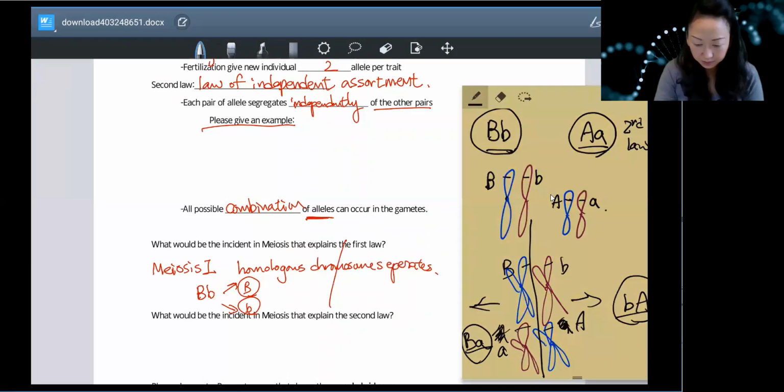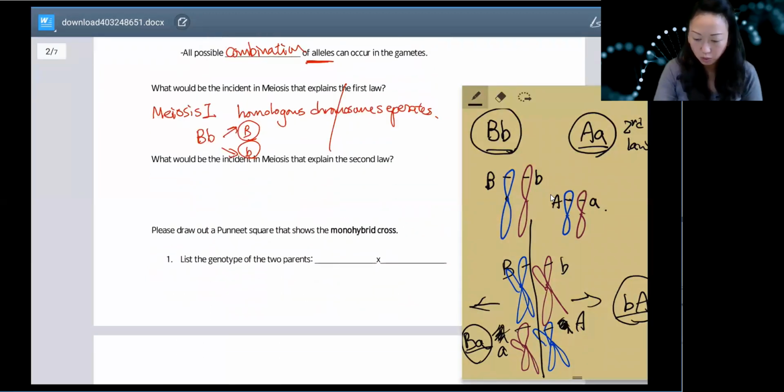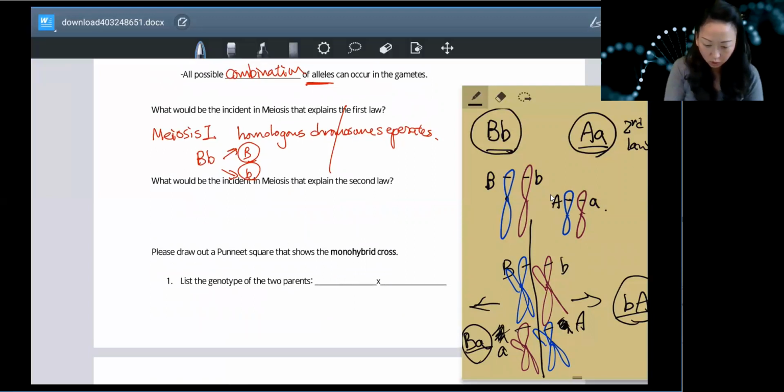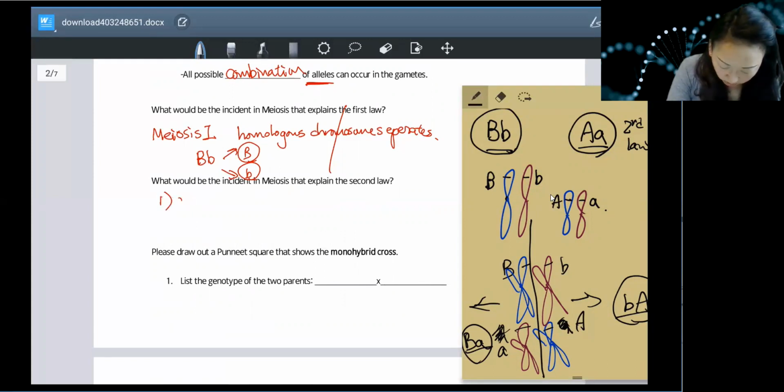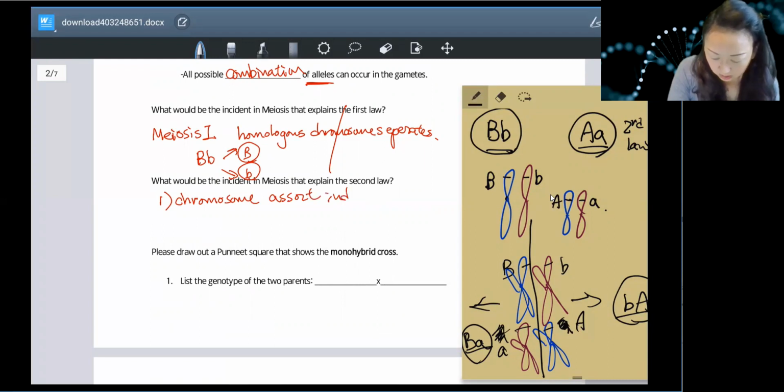They don't always come together, right? Okay, so what will be the incidence? Well, one incident is how chromosomes assort independently.